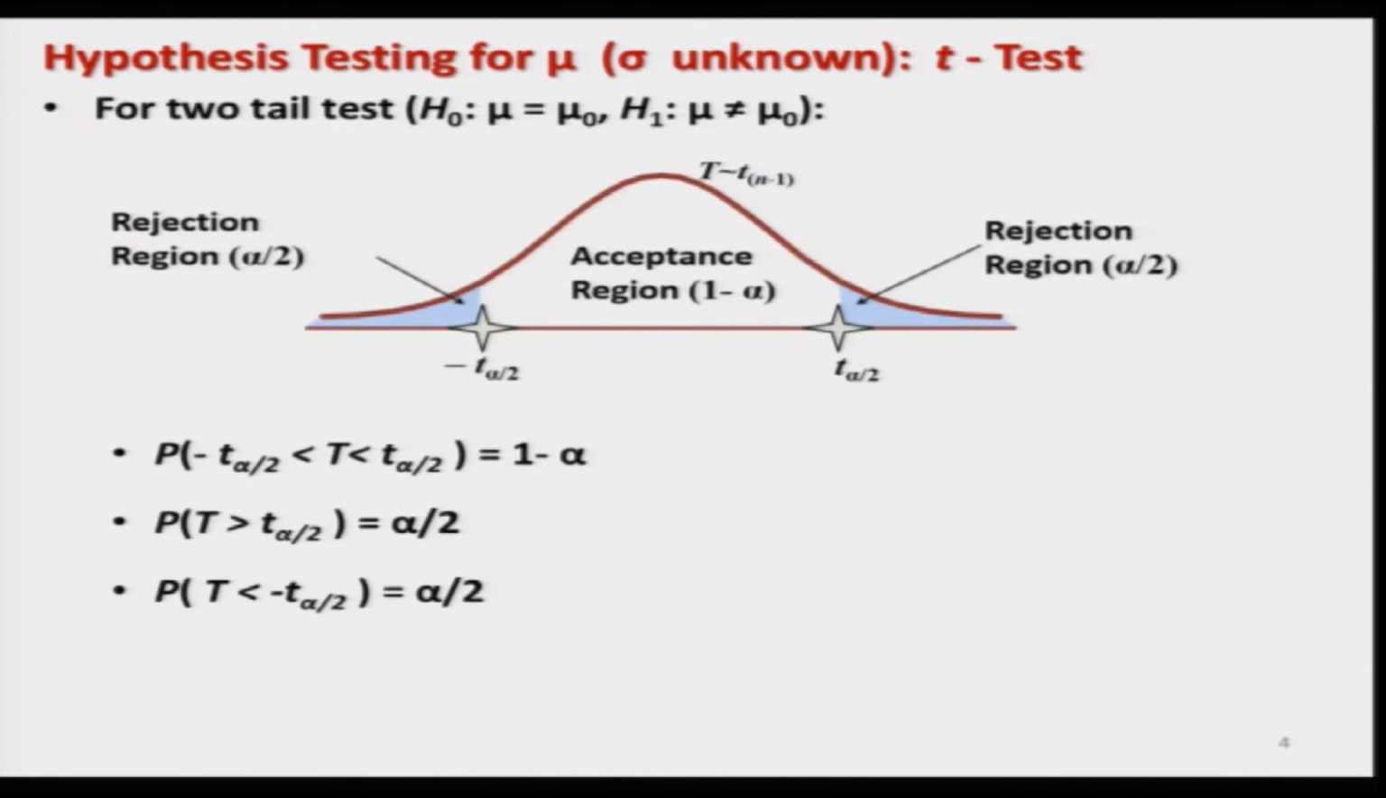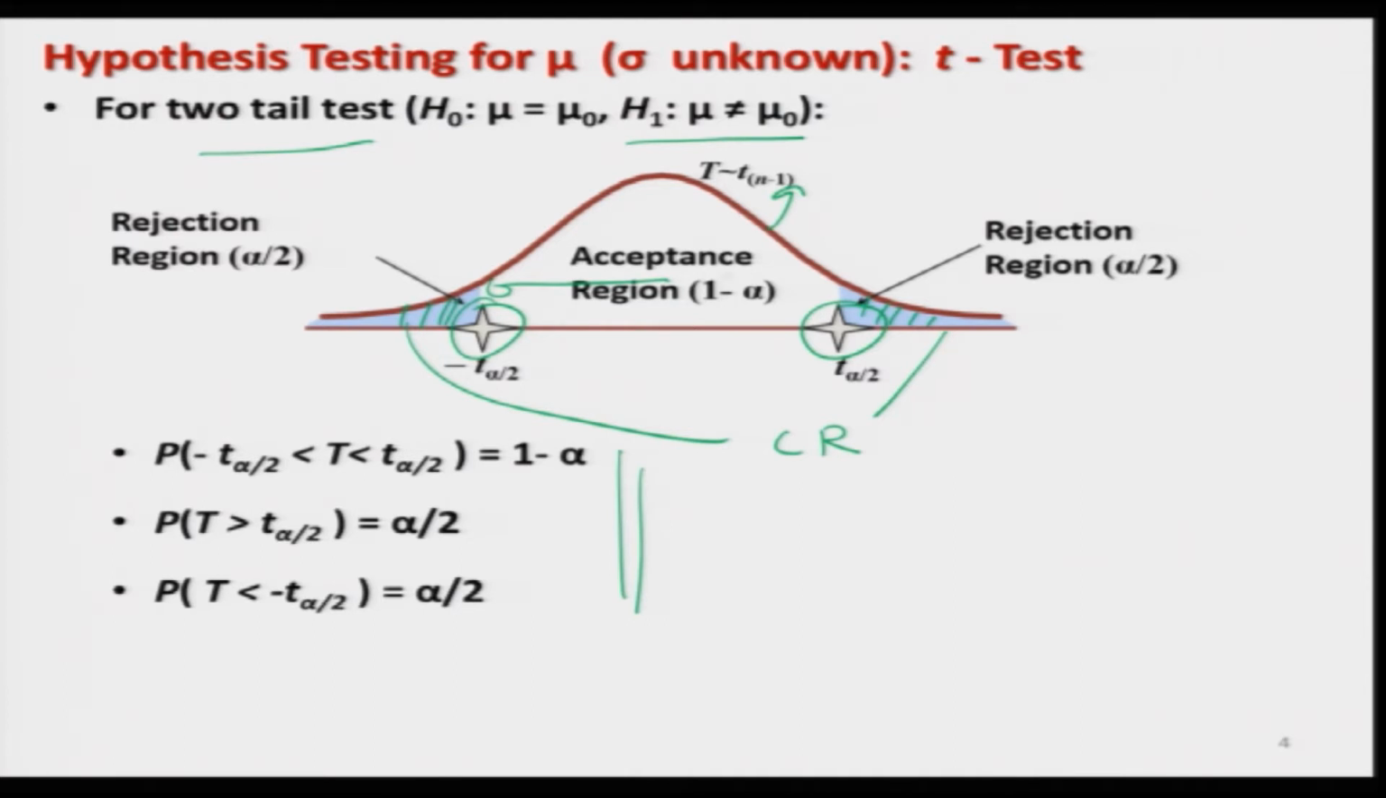Now, as we did earlier, in case you want to test the hypothesis H1: mu is not equal to mu naught, that means we have a two-tailed test, then the critical regions are going to be on both sides of the distribution. This curve is the T distribution with n minus 1 degrees of freedom. So, this region is going to be alpha by 2, this region is going to be alpha by 2, and these are the critical values at alpha by 2 level of significance that can be obtained from the table or from the software. You can see here, this region is 1 minus alpha, exactly the same way as we have done earlier.